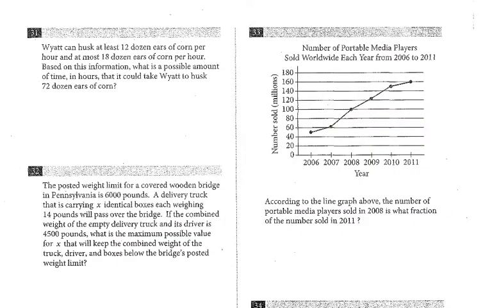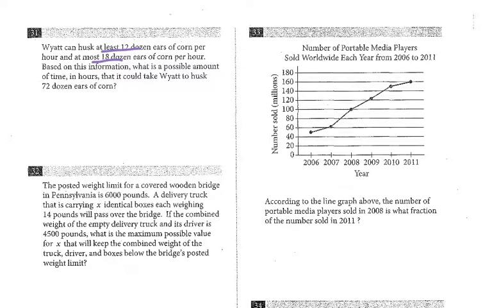For number 31, Wayne can husk at least 12 dozen ears of corn per hour, at most 18 dozen ears of corn per hour. So at least is 12, and at most is 18. Based on this information, what's a possible amount of time in hours it could take him to husk 72 dozen ears of corn? The answer will be an inequality.